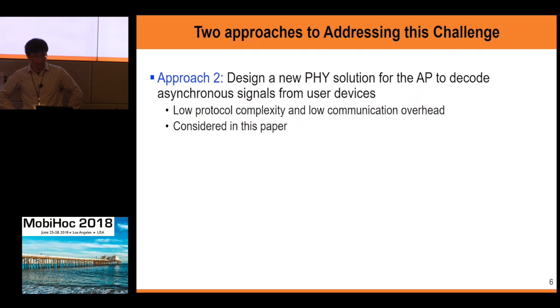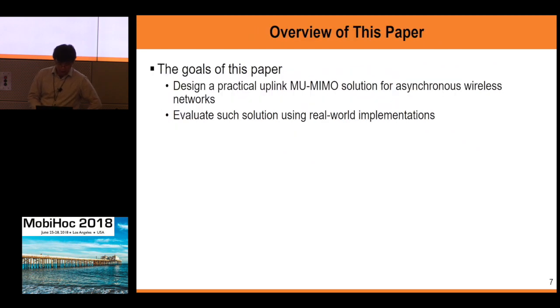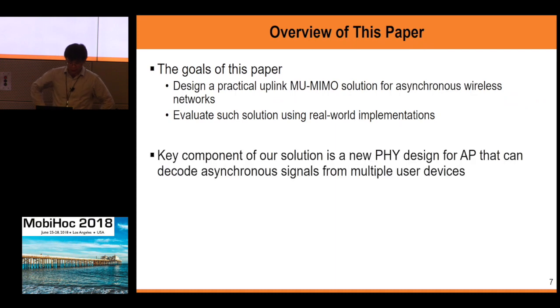The second approach is to design a new PHY solution for the AP to decode the asynchronous signals, which reduces the protocol overhead and communication overhead. This is the approach we consider in this paper. In this paper, we have two goals. First, we design a practical uplink multi-user MIMO solution for asynchronous wireless networks, and we evaluate the solution using a real-world implementation. The key component of this solution is a new PHY design for the access point.